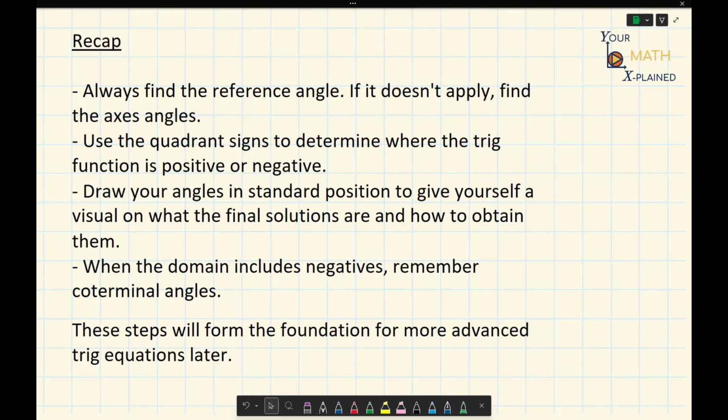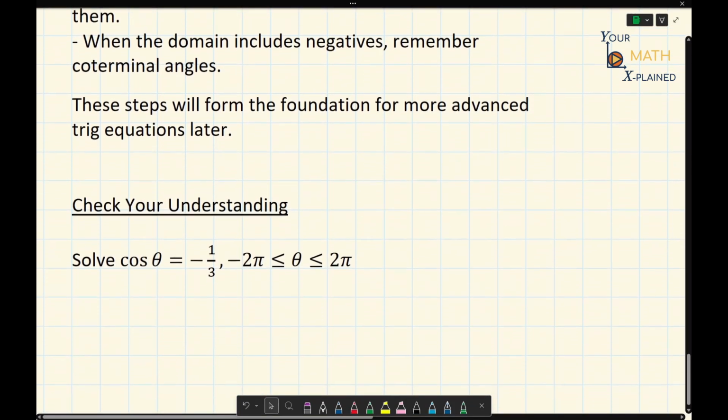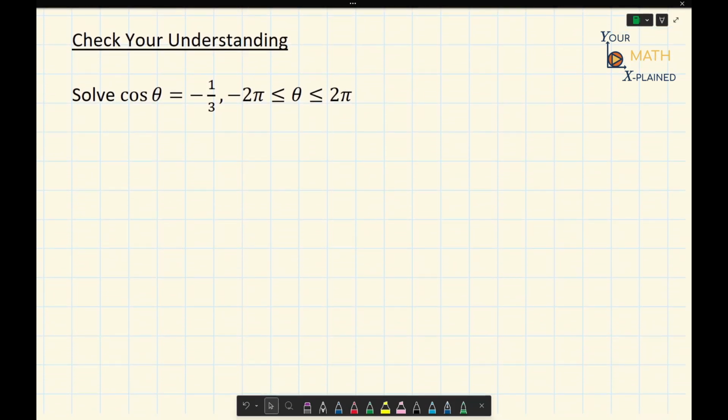And now it is your turn to give this a try. Can you solve this equation here using the 4 steps we've outlined above?